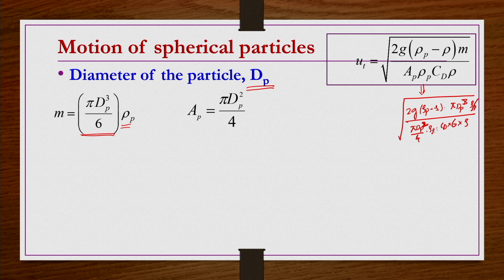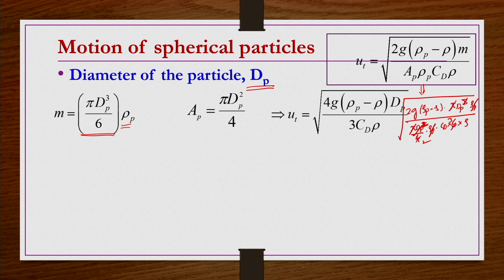So this rho p can be cancelled out, this pi can be cancelled out, and dp square against dp cube can be cancelled out. So 2 by 2, 3, so 4 by 3 you will get. That is, you will get the square root of 4 by 3, g as it is, (rho p minus rho) as it is, and there is a dp as it is, divided by 3 CD rho. So when you substitute this, you will get this equation.